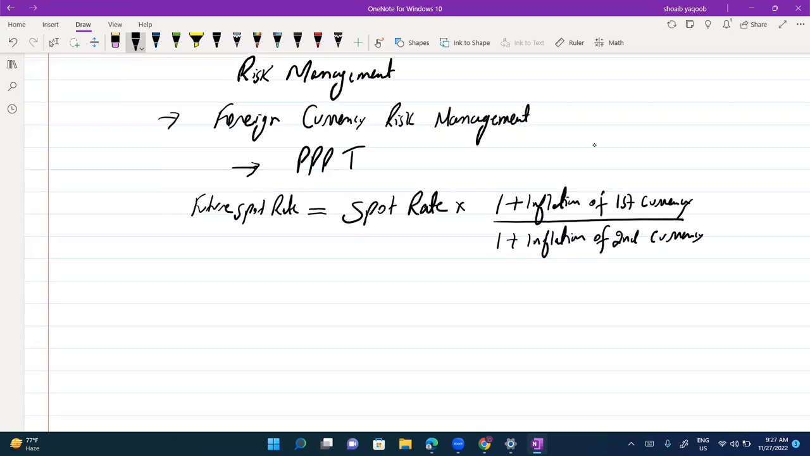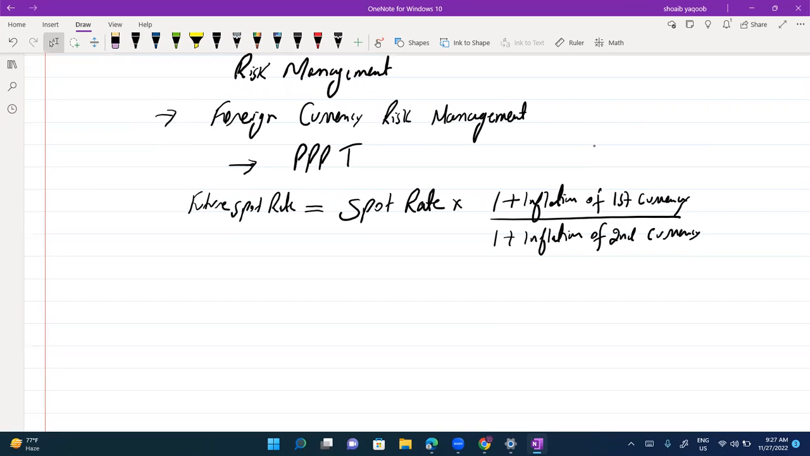So if you know the spot rate, if you know the inflation of both countries or both currencies, you can predict the future spot rate. Idea is this purchasing power parity theory follows the law of one price. मतलब law of one price का. Law of one price means if any item has a value of 1,000 rupee in Pakistan, the same item should have a same price in other country.